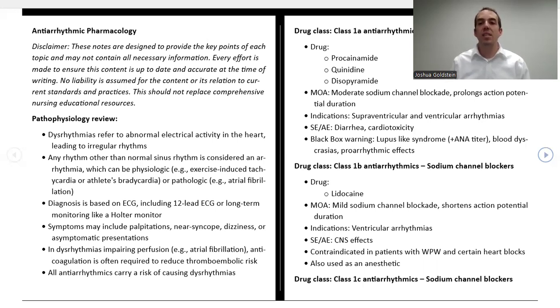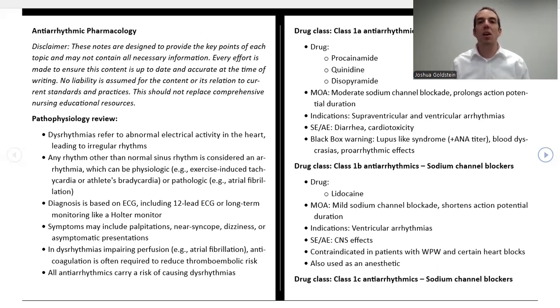The class 1 antidysrhythmic medications are sodium channel blockers. Now we divide these into 3 classes, class 1A, 1B, and 1C. So let's start with 1A. The drugs over here are procainamide or others. These medications have a moderate sodium channel blockade, and they work by prolonging the action potential duration.